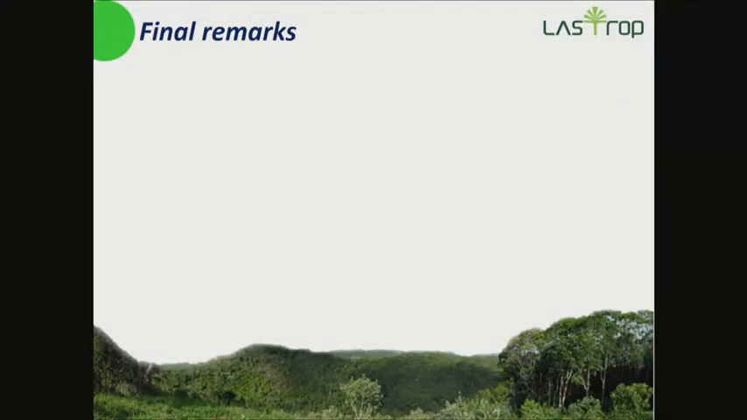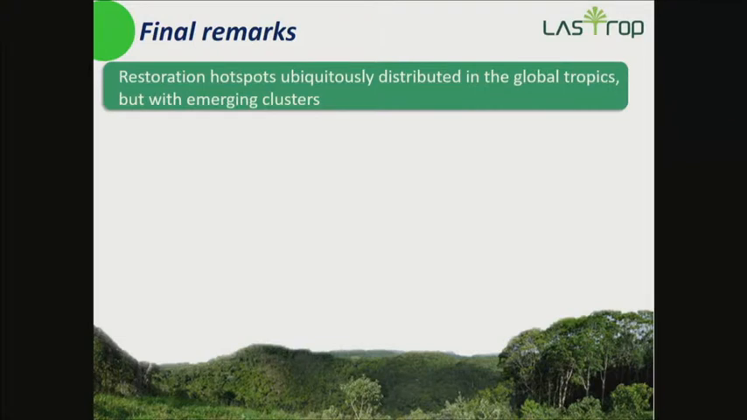So some final remarks just to conclude. We found these restoration hotspots distributed across the global tropics. So these global maps offer an opportunity for countries, regions, municipalities, all different kinds of organizations to better think about how to maximize benefits while increasing the feasibility of restoration implementation.